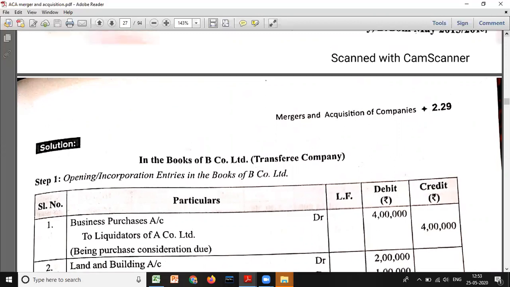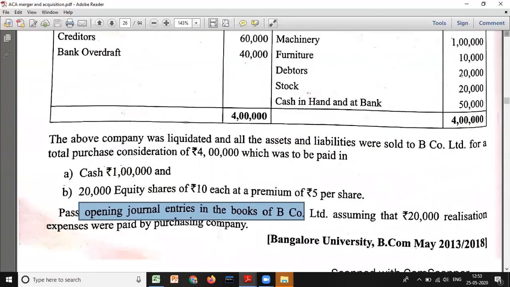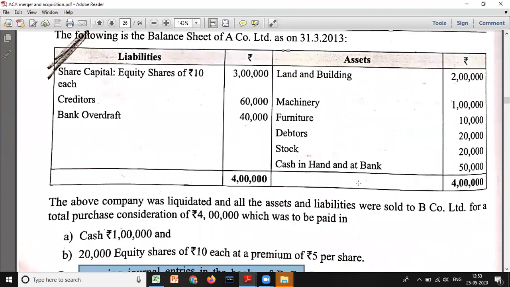Assets taken over and liabilities taken over. See, they have given all assets and liabilities taken over. They have not given any fair market value or fair value. So what you have to do, you have to take only book value. Assets taken over: land and building 2 lakh, machinery 1 lakh, furniture 10,000, debtors 20,000, stock 20,000. See, when they give all assets and liabilities, you have to take including cash 50,000. If you total, it will be 4 lakh. And liabilities, we have only two, that is 60,000 and 40,000, creditors and bank overdraft.